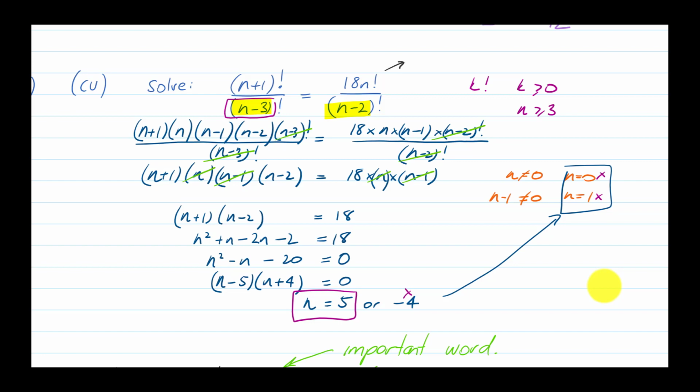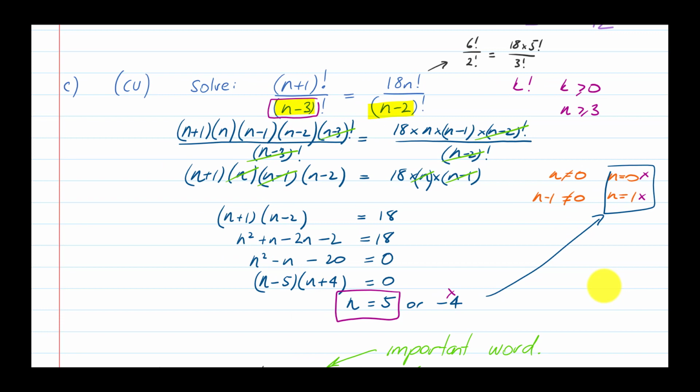And just a little test here gives me 6 factorial over 2 factorial. Is that equal to 18 times 5 factorial over 3 factorial? And I think if I run through that and check, I'll get 6 over 2 is equal to 18 over 6, and that's true, so it works. So there we have it. That's factorial notation and how we solve a pretty complex, unfamiliar factorial equation question. All the best.